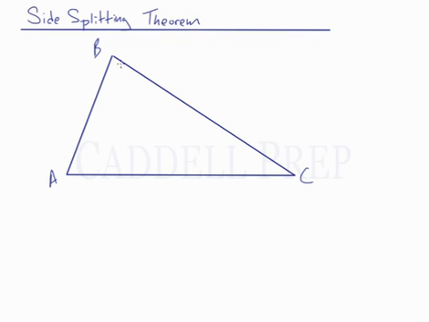The side-splitting theorem states that if we were to draw any line, so long as it's inside the triangle and it's parallel to another side, so in this case we're going to draw one parallel to AC, and we'll give this line segment a name. We'll call it XY.